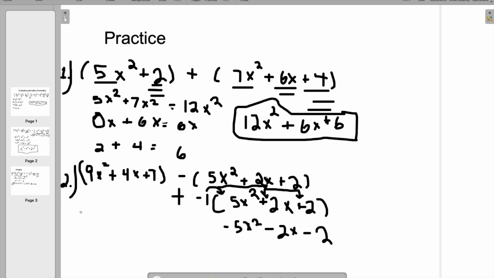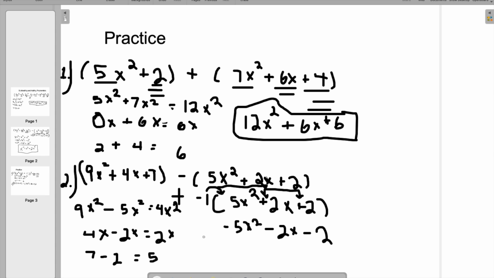So you're just basically adding again, but with different terms. So 9x squared minus 5x squared are like terms, so you want to subtract those. And then 4x minus 2x, because they're like terms, and 7 minus 2, and we want to figure them out. So 9x squared minus 5x squared is 4x squared, and then 4x minus 2x is 2x, and 7 minus 2 is 5. And we're just going to combine all these answers together.